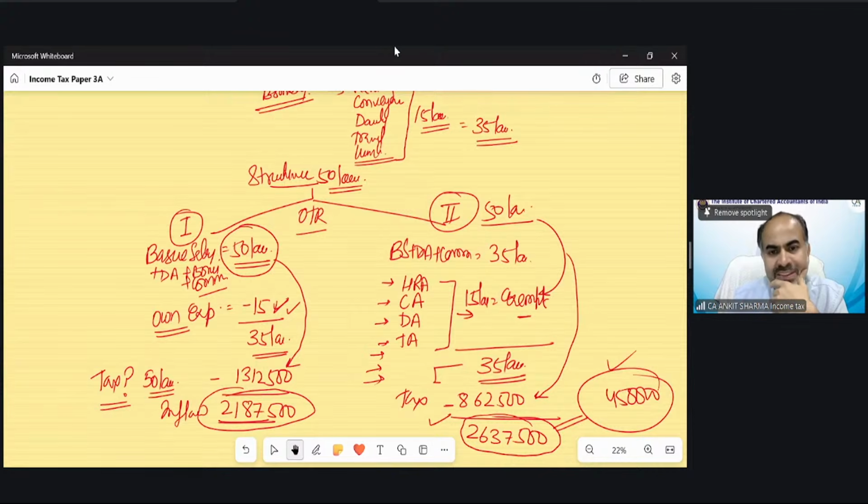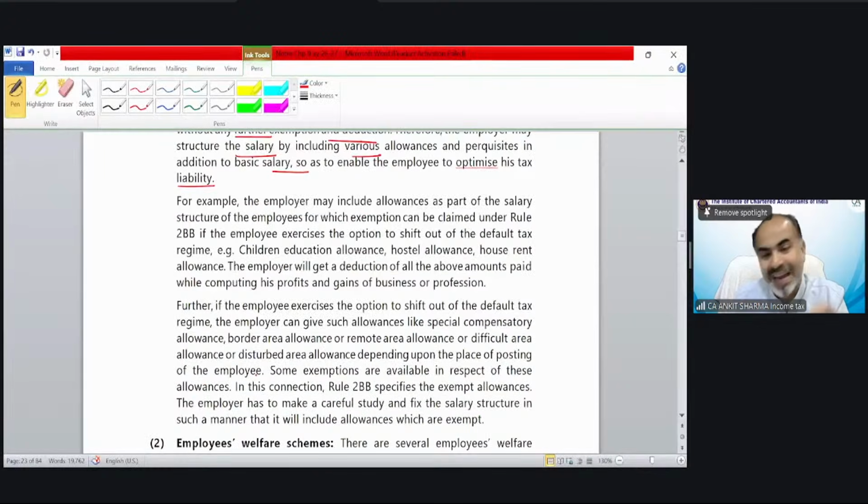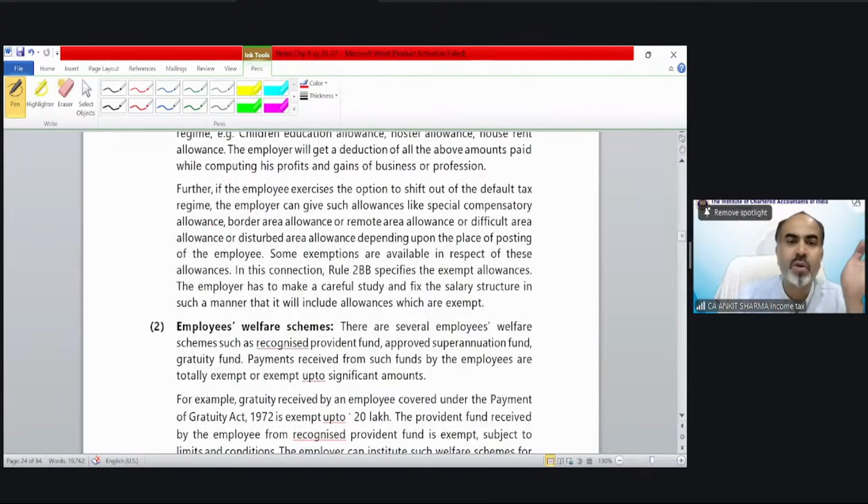So in examination also, it would be a journal question. Now you can go through it, and exactly the thing is just saying that you have to see which are exempted allowances you have to claim. If the contribution to provident fund, it should not exceed 12%, up to 12% is exempt. Interest should not exceed 9.5%.